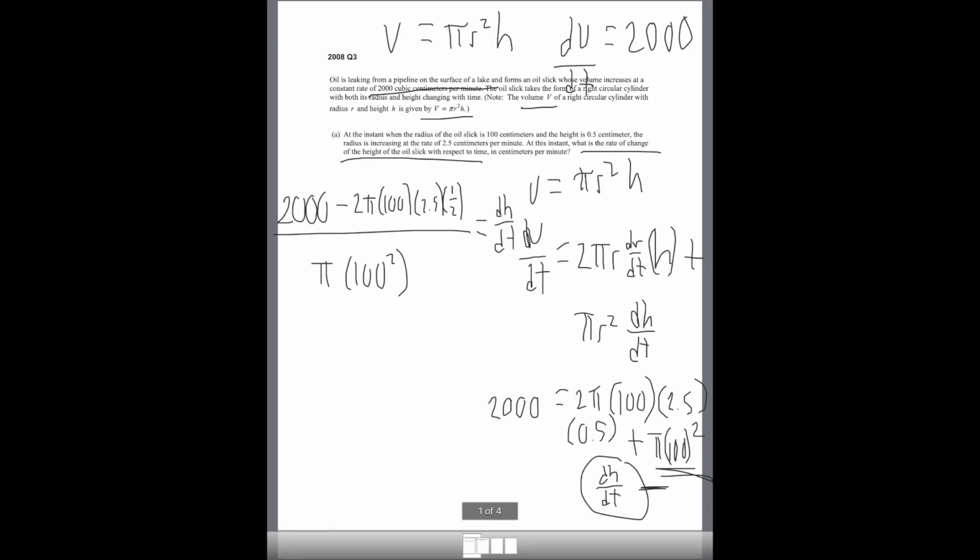Wait, so you're trying to move all that other stuff in front of dh over dt to be... Never mind. I get it. You got it? Yeah. Okay, that's your answer. And that simplifies, just because that's what I have written down on my paper, to 0.03866, something along those lines.